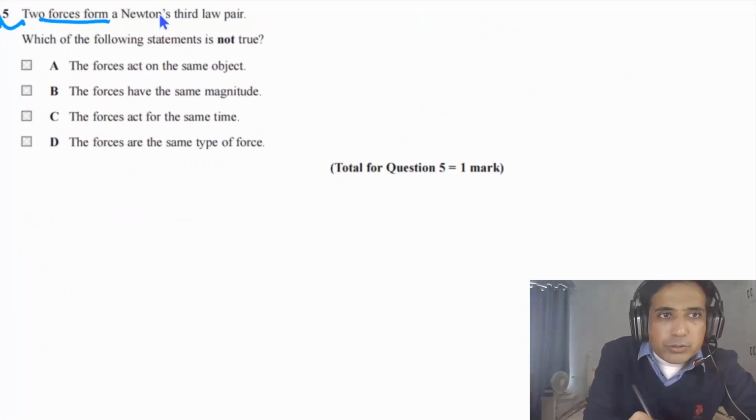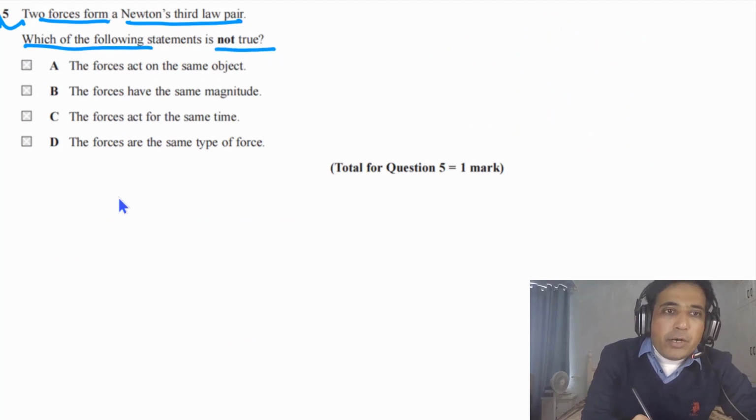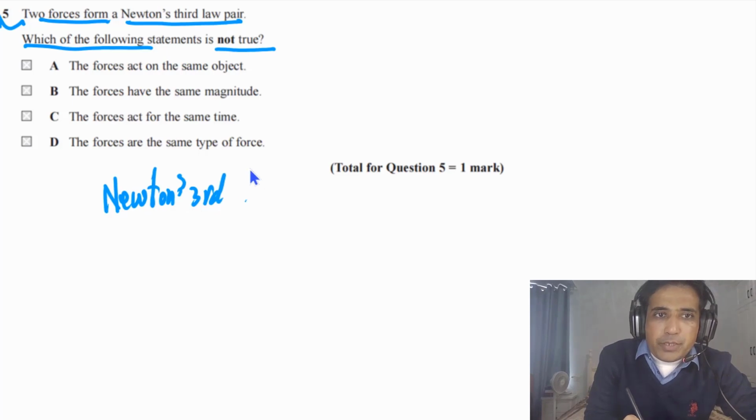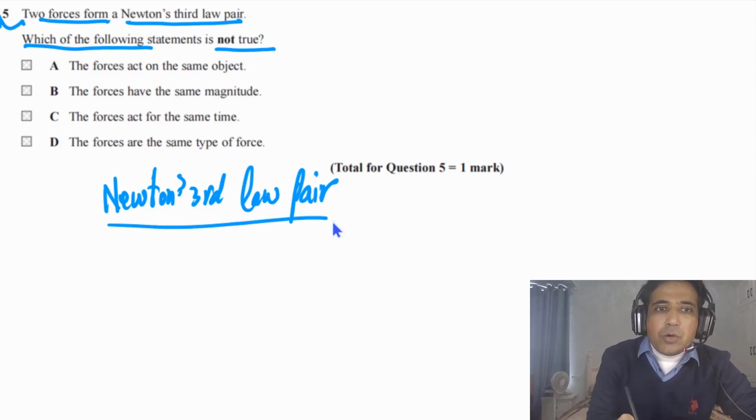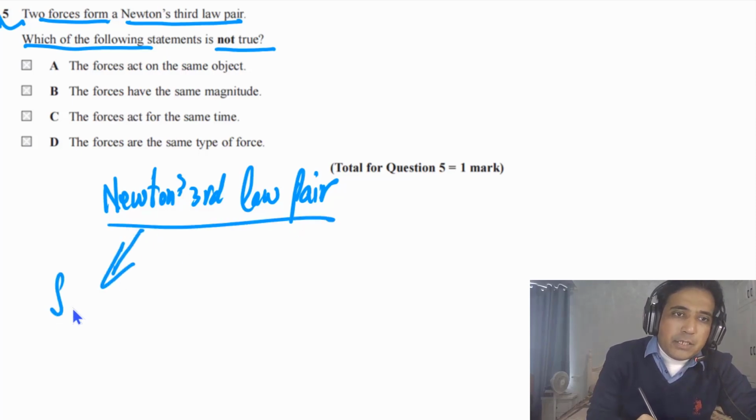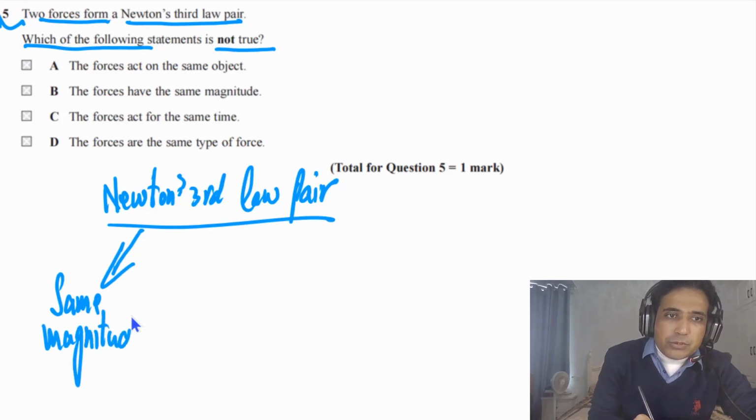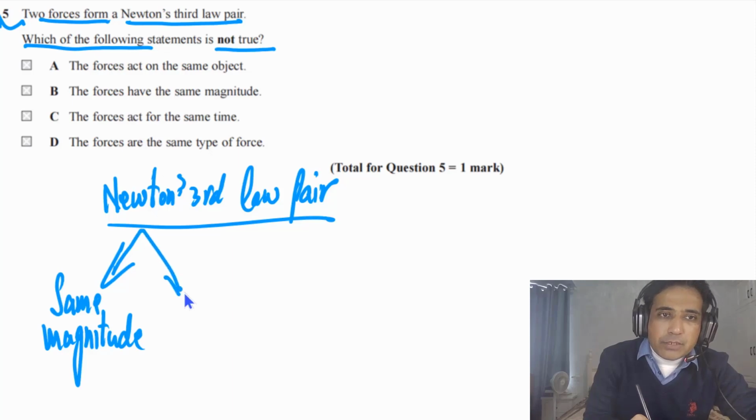Question 5 says two forces form a Newton's third law pair. Which of the following statements is not true? For Newton's third law pair, we need to understand few points. The forces will form Newton's third law pair if certain conditions are fulfilled. The first condition is same magnitude. So we can simply write down two forces. They will form Newton's third law pair if they have the same magnitude, opposite directions.